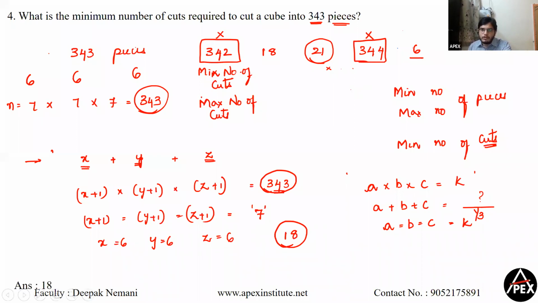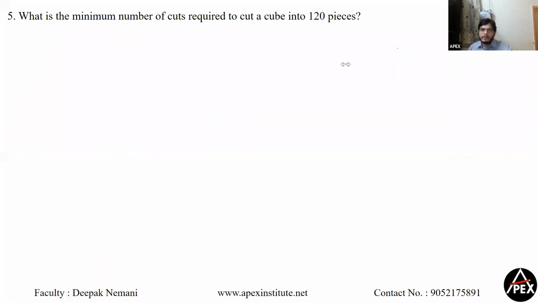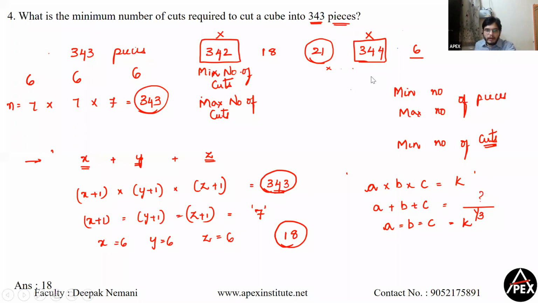Yeah, so in this question, the total number of pieces, why have we not taken 6? Why have we taken 6? Because what is 343? 343 is nothing but x plus 1 into y plus 1 into z plus 1.